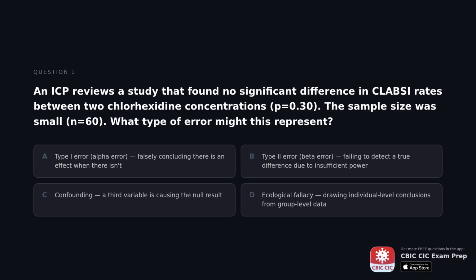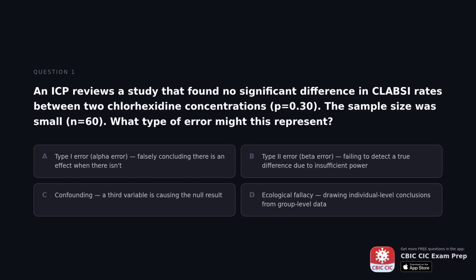An ICP reviews a study that found no significant difference in CLABSI rates between two chlorhexidine concentrations, P equals 0.30. The sample size was small, n equals 60. What type of error might this represent? A. Type I error, alpha error, falsely concluding there is an effect when there isn't.